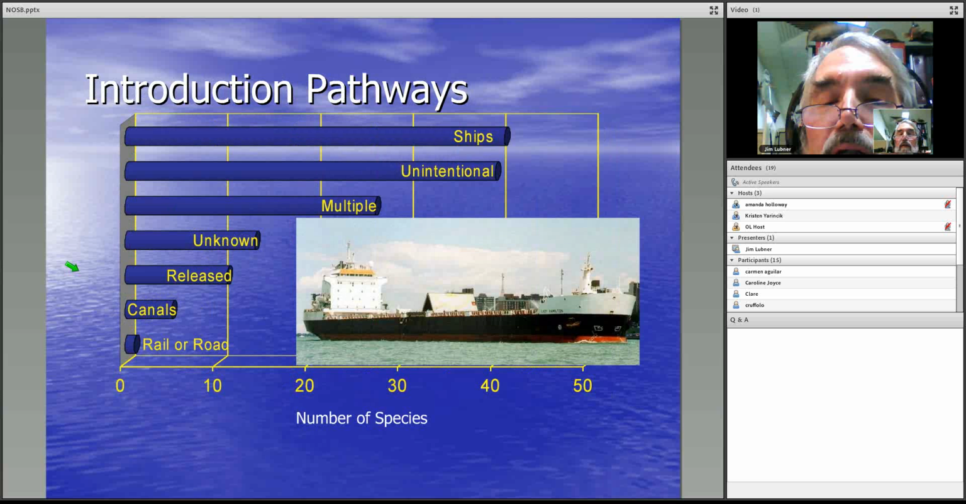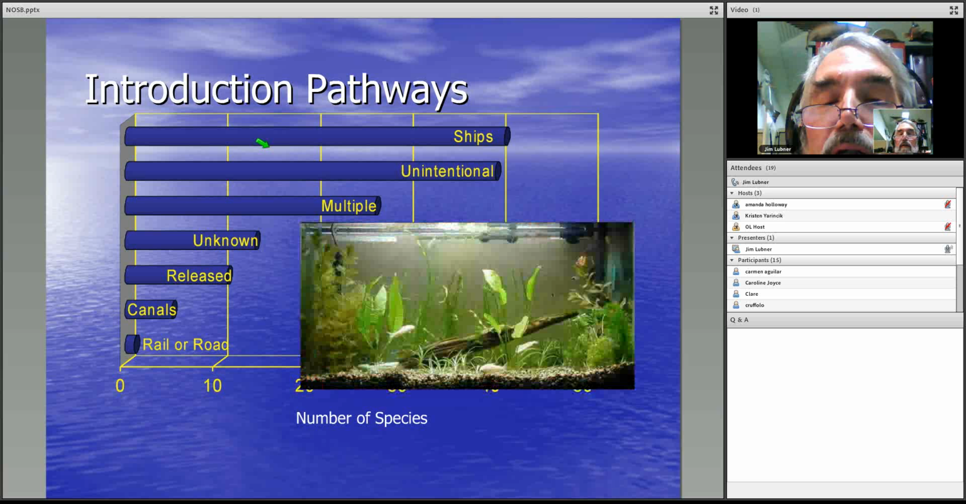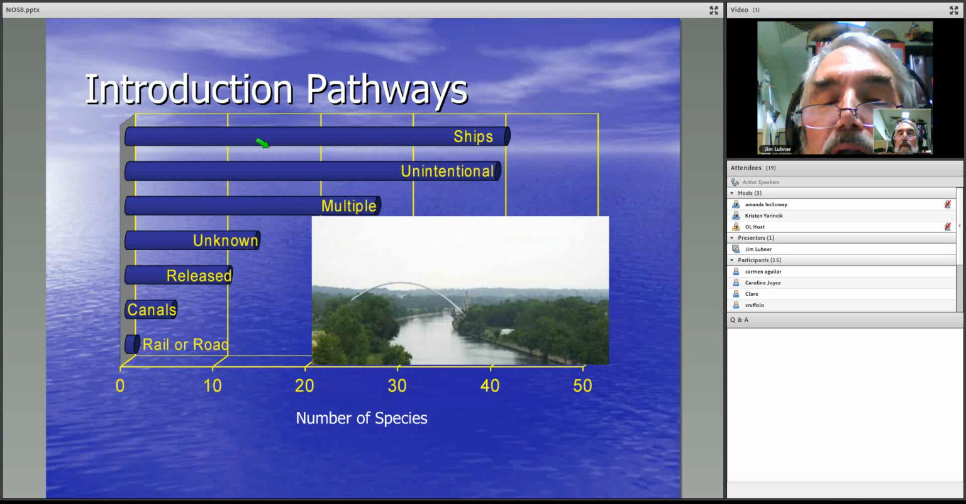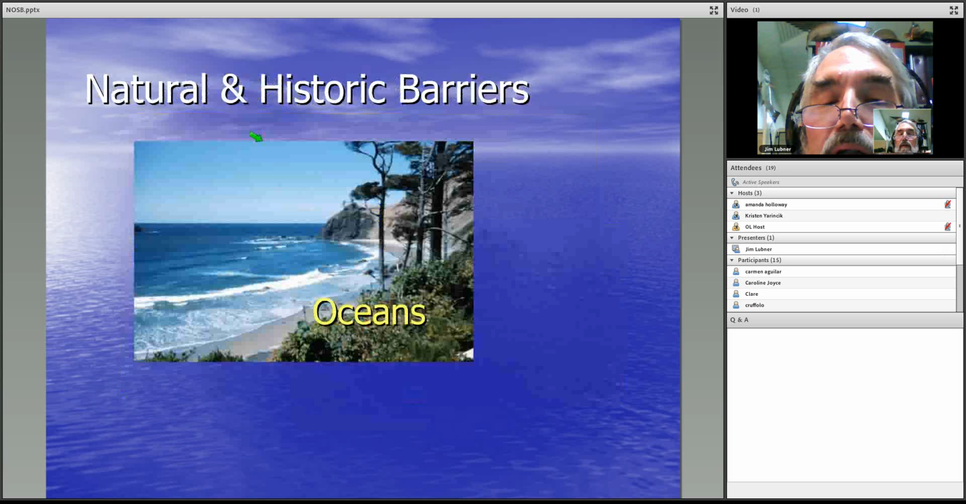Well, the largest pathway is via ships, but we also have the aquarium trade, the live fish food trade. We have canals that have opened up, pathways, the Welland Canal around Niagara Falls. We'll talk a little bit more about some of these pathways in just a bit. And once they get into the Great Lakes, we move them around via our own ships, our own boats, from one body of water to the other.